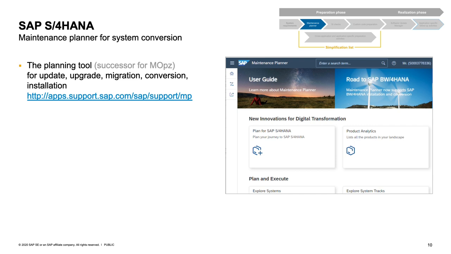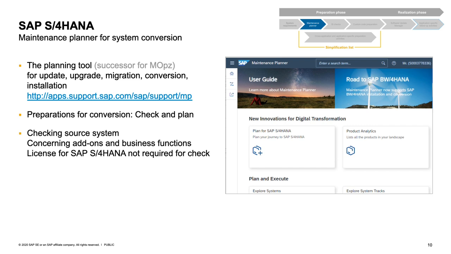Well, actually, using the maintenance planner has two different aspects. The preparation for the conversion means we check the source system, whether it's fine to be converted. And if it is fine, we can proceed and actually plan the conversion. That means we can gain the software archives if the S/4HANA license is already existing. Concerning checking the source system, the maintenance planner is checking whether the existing add-ons installed in the system and the activated business functions are fine for the S/4HANA target system. For this check of the source system, it's not required that you already have the S/4HANA license, so you can run this check very early.